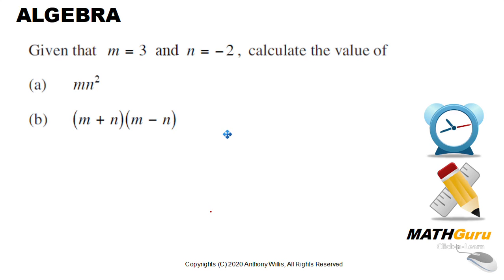Hello, continuing with your review of algebra. These are the basic problems, the fundamentals. Given that m is equal to 3 and n is equal to minus 2, calculate the value of mn squared and m plus n in parentheses times m minus n in parentheses.